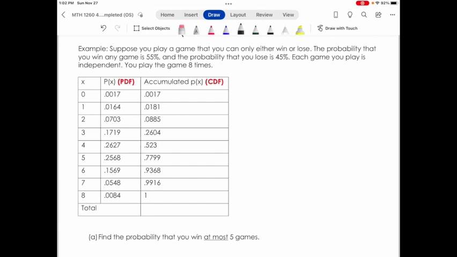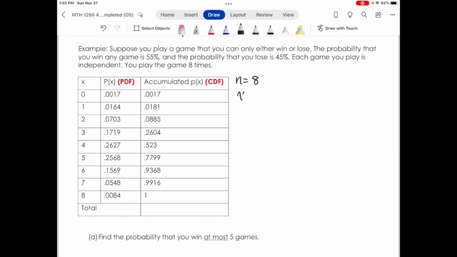Suppose you play a game that you can only either win or lose. The probability that you win any game is 55%, and the probability that you lose is 45%. Each game you play is independent, and you play the game 8 times. When I look at this, I think about a binomial distribution because you can either win or lose, success or failure. There's only 2 possible outcomes. The problem says that the trials are independent, and we have a fixed number of trials, which is 8. So we're going to say N is 8.